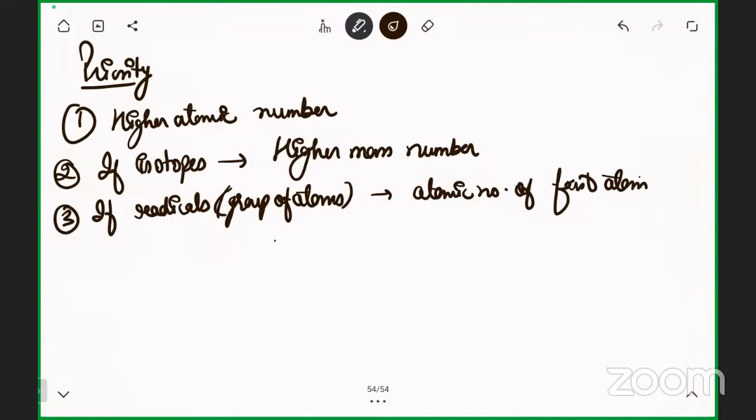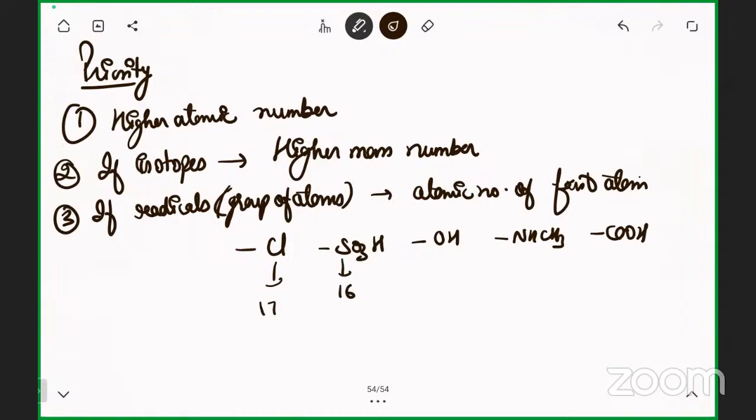For example, we have Cl, we have SO3H, we have OH, we have NHCH3, we have COOH. So which will get the higher priority? See, Cl atomic number is 17, sulfur atomic number is 16, oxygen atomic number is 8, nitrogen atomic number is 7, carbon atomic number is 6. So 17 will get the highest priority, then 16, then 8, then 7, then 6. Got it? Yes, sir. Okay.